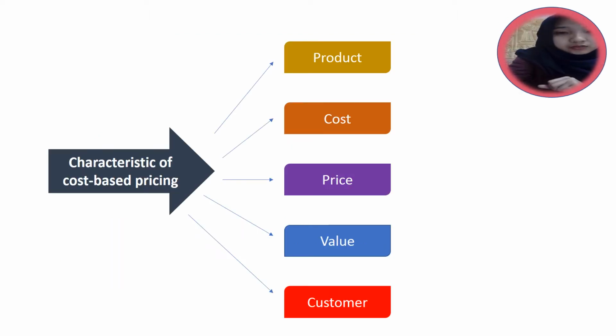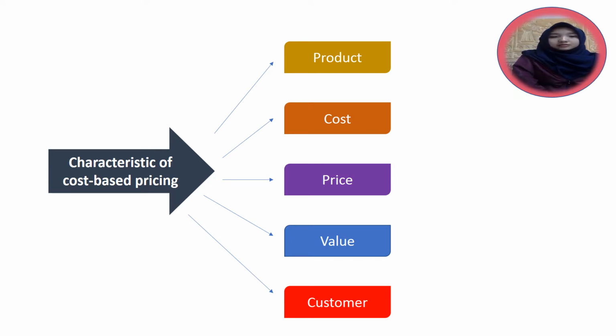In this slide, I'm going to explain about the characteristics of cost-based pricing. So there are 5 characteristics of cost-based pricing. The first one is product. You need to differentiate your product from your competitors. Always think of the latest trend and latest technology gadget so that it can fit to your customer demand.